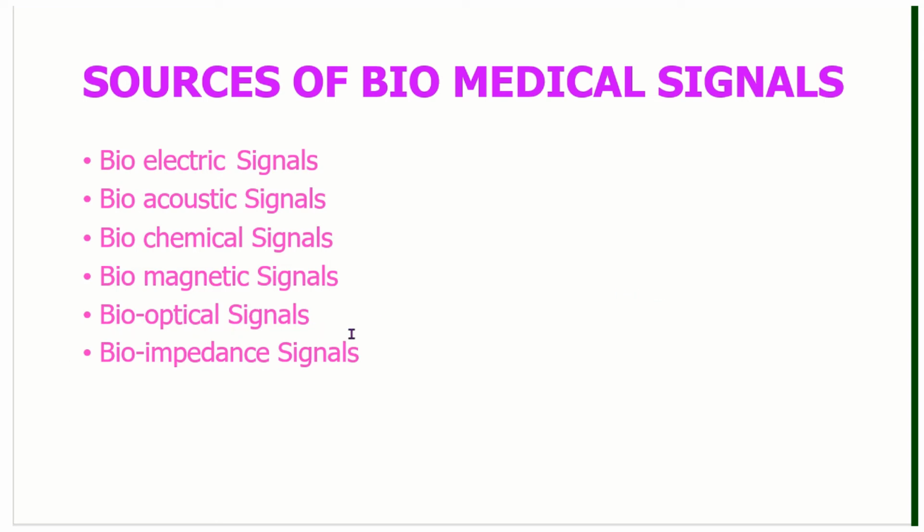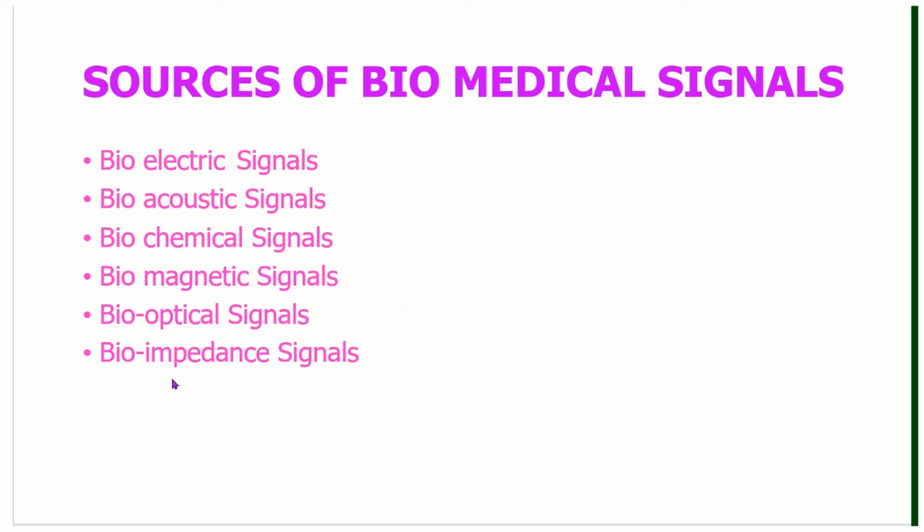Biooptical signals. This is the light signal which could be analyzed. For example, an optical signal is the passage of light into the tissues. The light gets scattered, and the transmitted and received light could be analyzed to check the oxygen content of the blood. Oxygenation of the blood is determined by analyzing the optical signals. This helps in checking whether the blood is properly oxygenated.